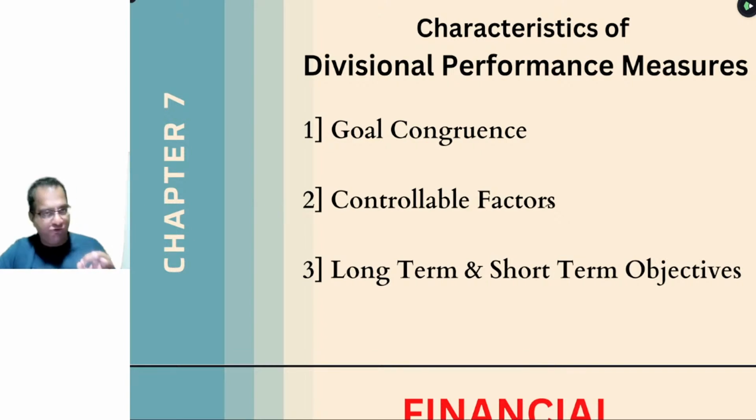Is it clear, beta? The meaning of goal congruence is clear now. Whenever a performance model is to be decided by the organization, that model should possess the following three characteristics. One of them is that the performance model should promote goal congruence, that the decision taken by the department must benefit the company overall. That's the main objective. Second, write down, beta, drop one line and then write the second characteristic: controllable factors.